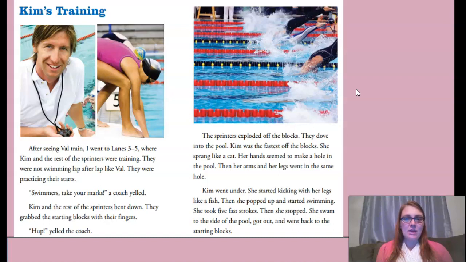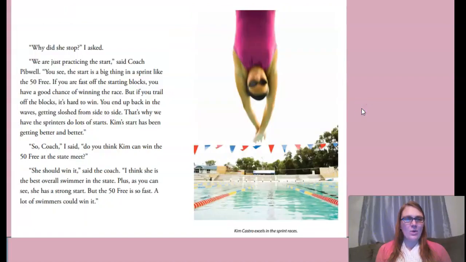Her hands seemed to make a hole in the pool. Then her arms and her legs went in the same hole. Kim went under. She started kicking with her legs like a fish. Then she popped up and started swimming. She took 5 fast strokes. Then she stopped. She swam to the side of the pool, got out, and went back to the starting block. "Why did she stop?" I asked. "We are just practicing the start," said Coach Pibwell.